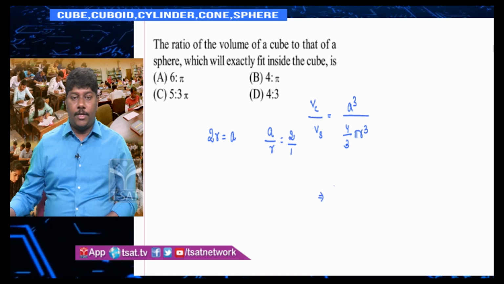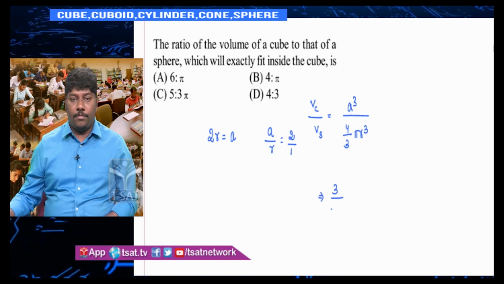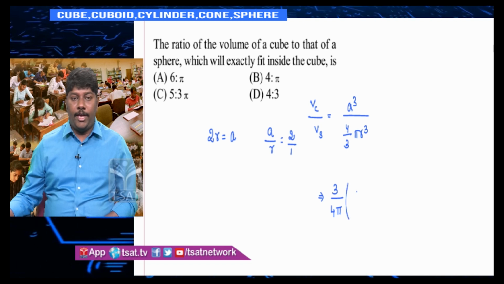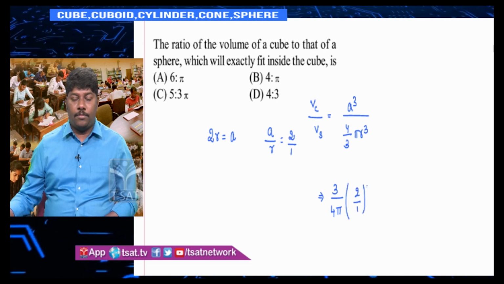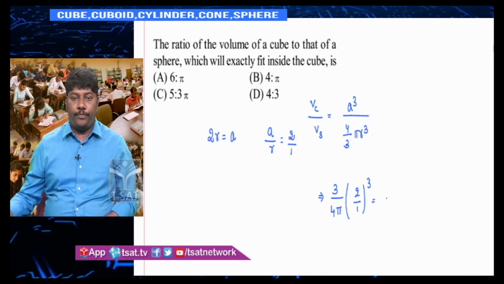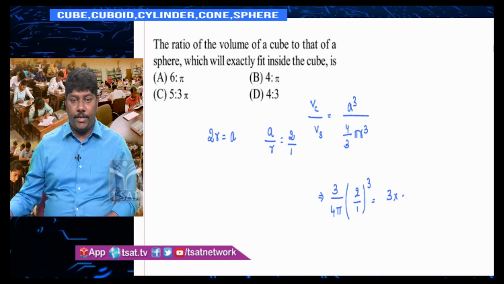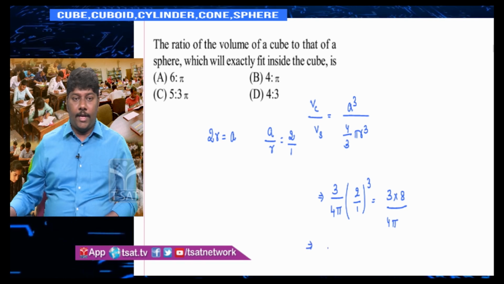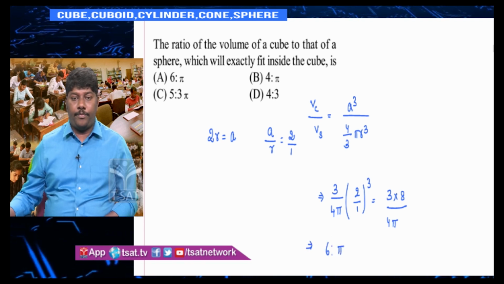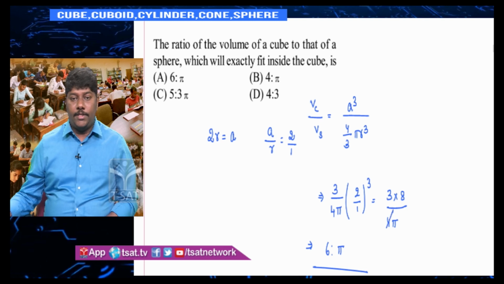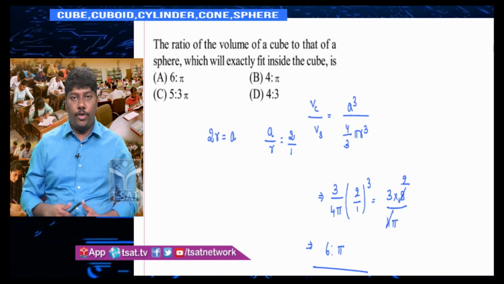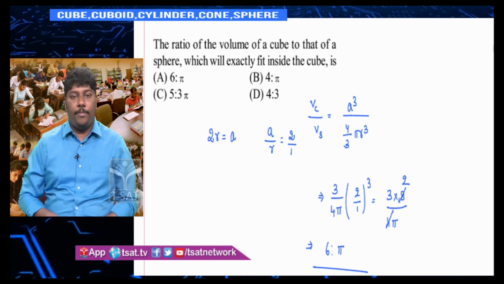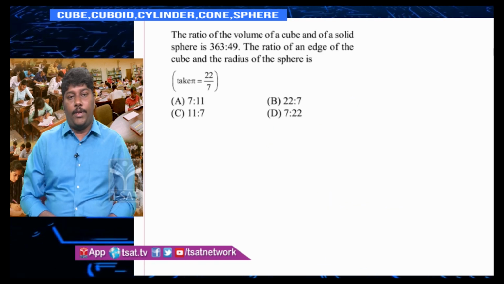The 4 by 3 goes up, then it becomes 3 by 4 pi. You will get A by R whole cube. A by R is 2 by 1 whole cube. 3 into 8. The answer is 6 is to pi. So here 4 ones are, 4 twos are. So numerator is 3 into 2, 6. Denominator is pi. So 6 by pi is same as 6 is to pi here. Now look at the next one.